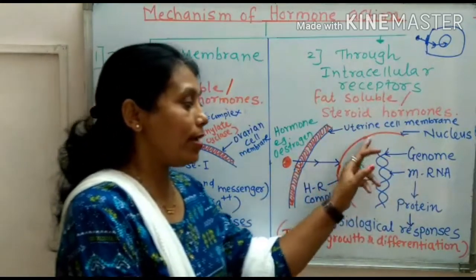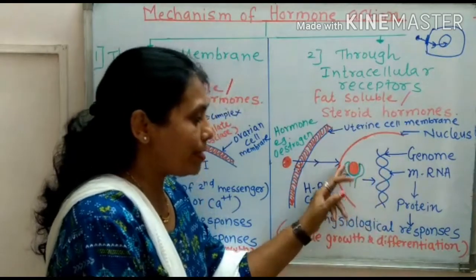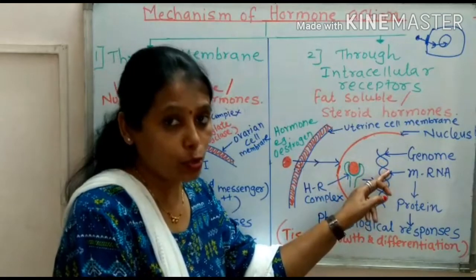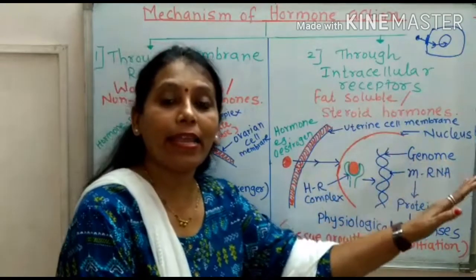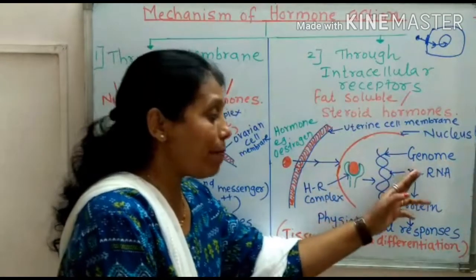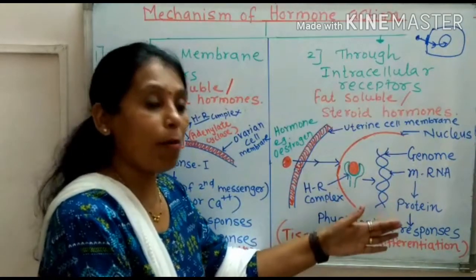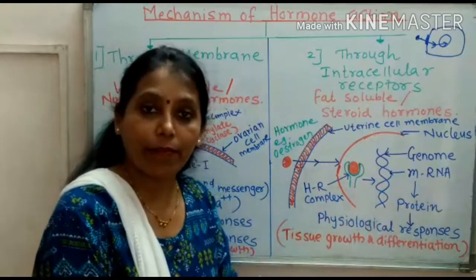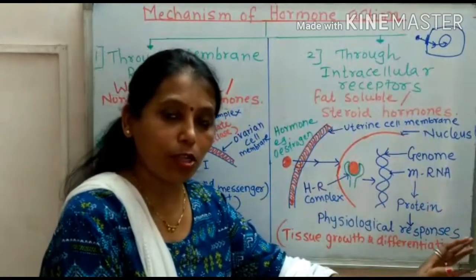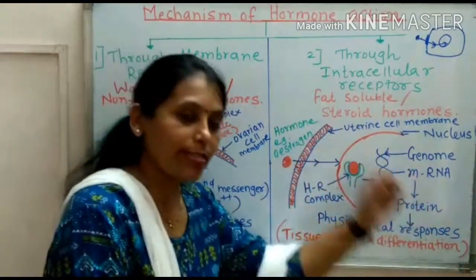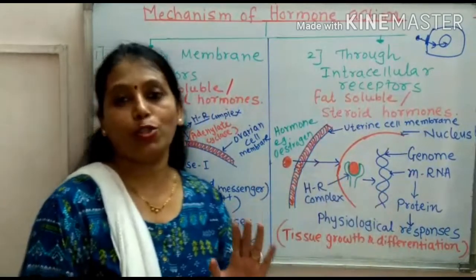Now in the nucleus, the chromosomes are present, and genes are present on them. This complex binds with the gene so that it gets activated, due to which mRNA is formed. Now this mRNA comes into the cytoplasm and translates to synthesize protein. This is the process. It is responsible for the physiological response, and overall due to this activity tissue growth takes place and differentiation also takes place.